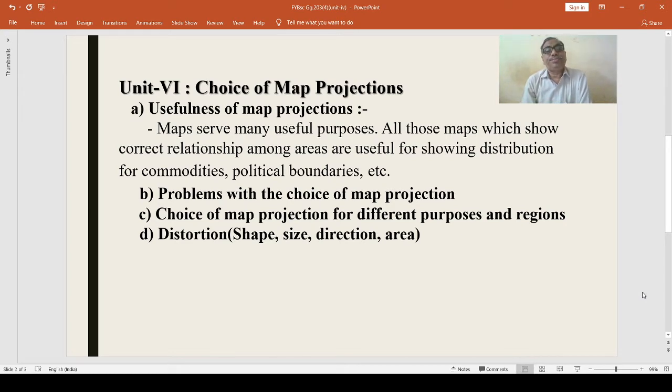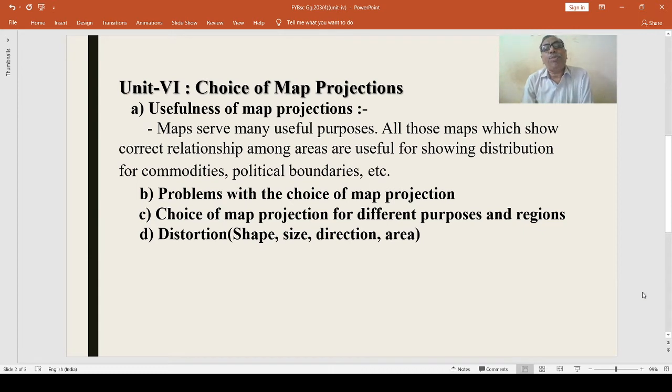In this unit we have to discuss the usefulness of map projections, problems with the choice of map projection, then choice of map projection for different purposes and regions, then distortion, here about distortion of shape, size, direction and area.